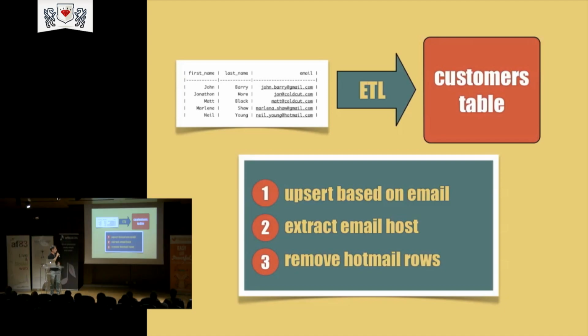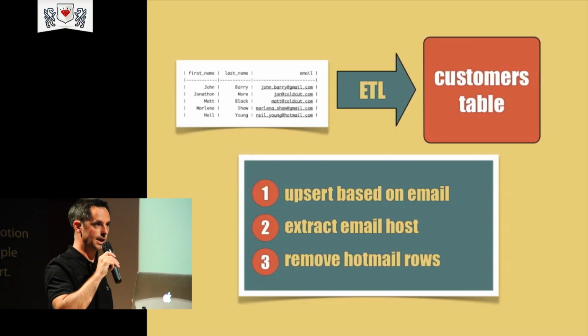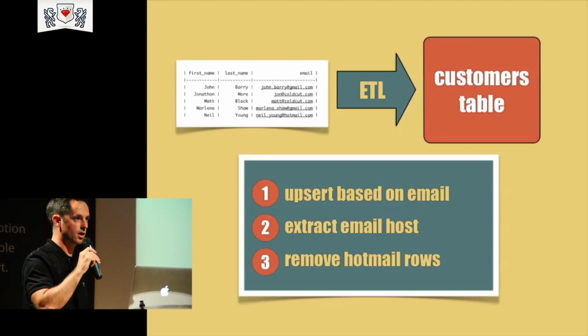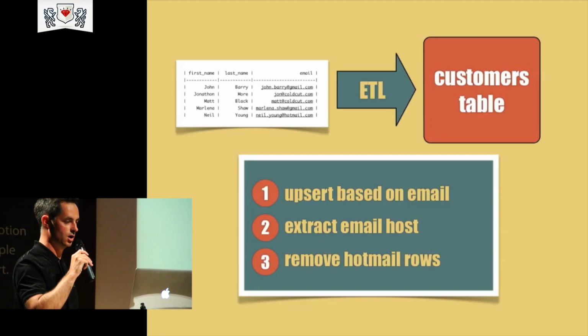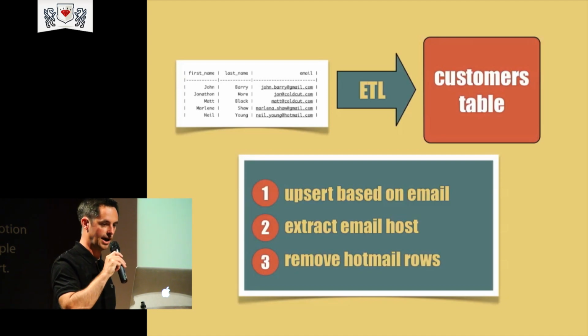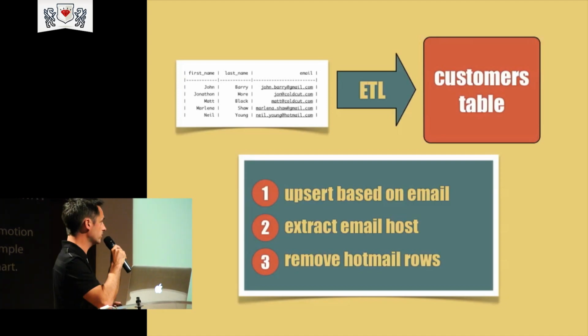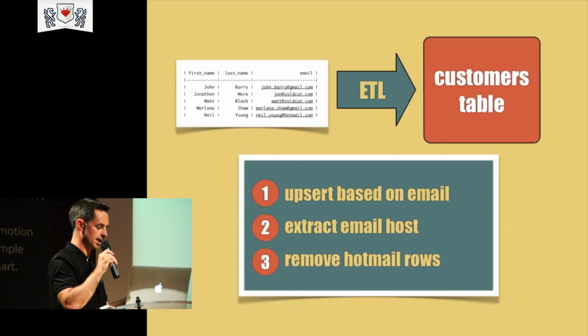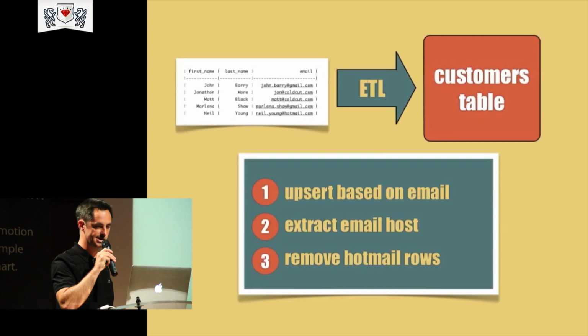First is upsert based on email, which means if I run the ETL process 2 times, I don't want to end up with 2 Bill Gates in the database, but only 1 based on email. Then I want to extract the email host to provide some statistics on the host, like Hotmail, Gmail, etc. And not Hotmail, I'm going to remove some rows. So it's a fairly basic sample, but I hope you will get a better idea of how this thing works.